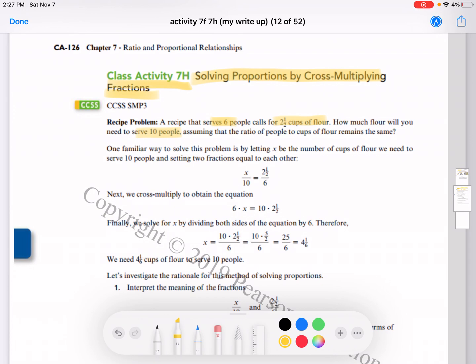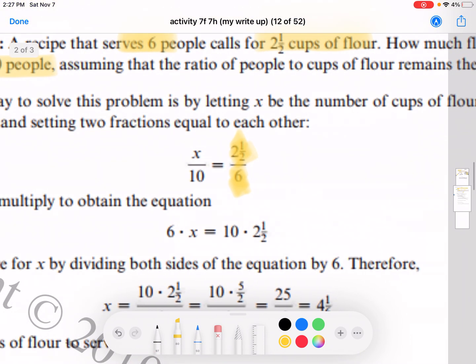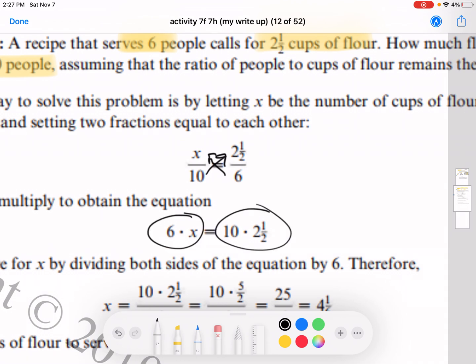So the amount of flour for 6 people, right? If I'm doing this as a ratio, flour to people should equal flour to people. We just need to scale this thing up. So if we scale the people from 6 up to 10, we need to scale the flour from 2.5 up to something else. Now, cross multiplying simply says you multiply this 10 over here and this 6 over here, so we have 6x equals 10 times 2.5.